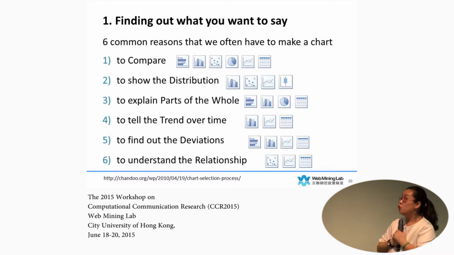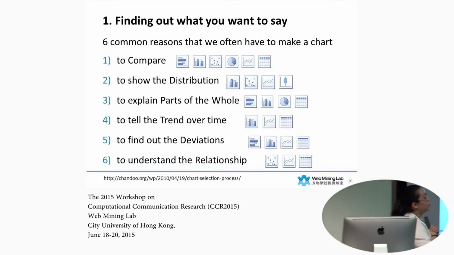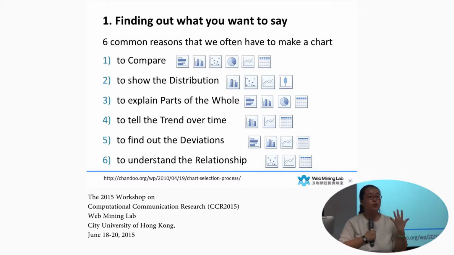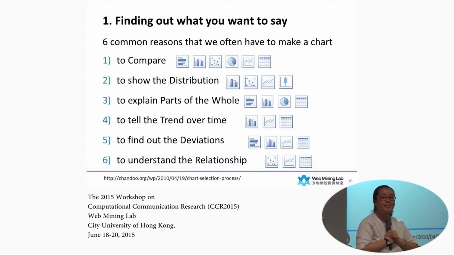The second one, to show the distribution. To show the distribution, we can use column charts, scatter plots, line charts, and boxplots. When we need to show the distribution, an idea.